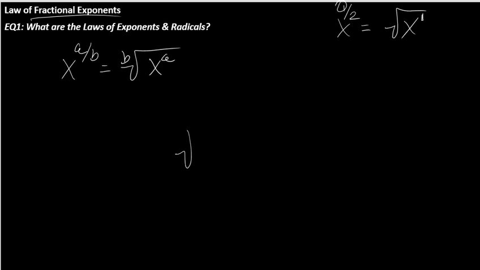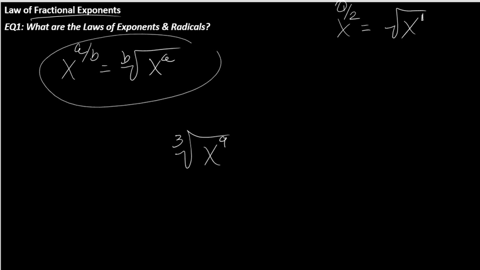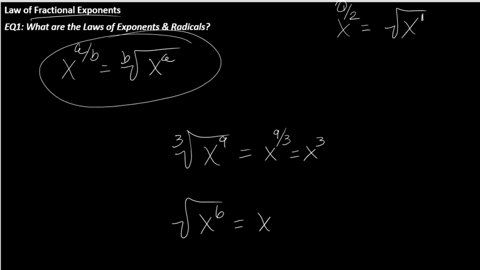And I mean, you can also use it to simplify things like, so if I have the cube root of x to the 9th power, if I invoke this law right here, well, this is x to the 9 over 3, which would just be x to the third. Or if I had the square root of x to the 6th power, this would be x to the 6 over 2, which is x to the third. Okay, so pretty straightforward there.